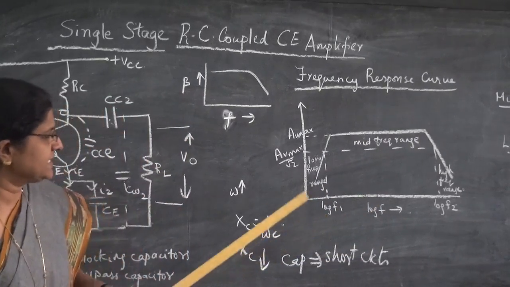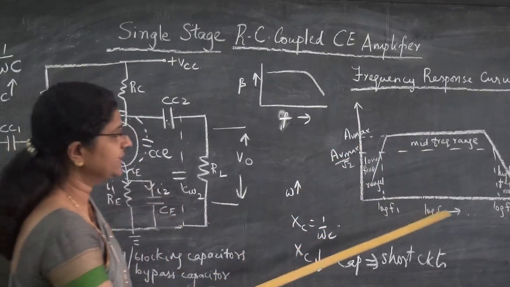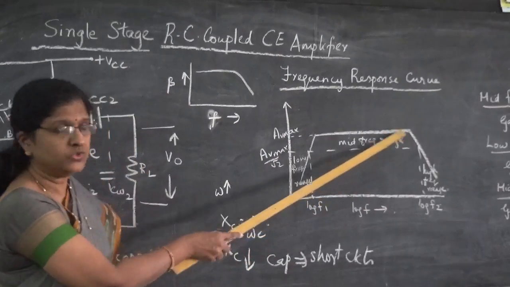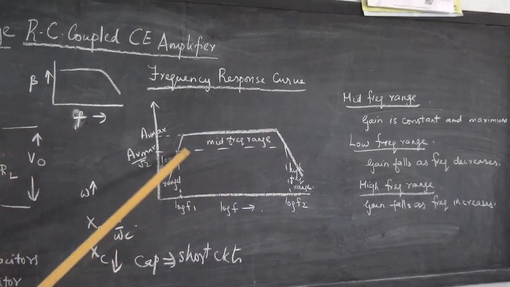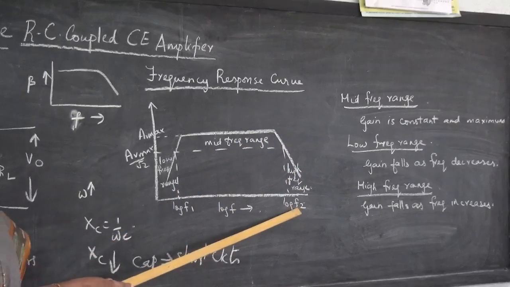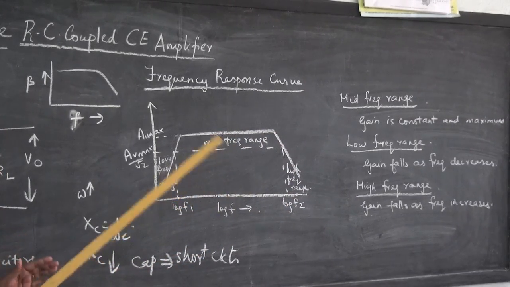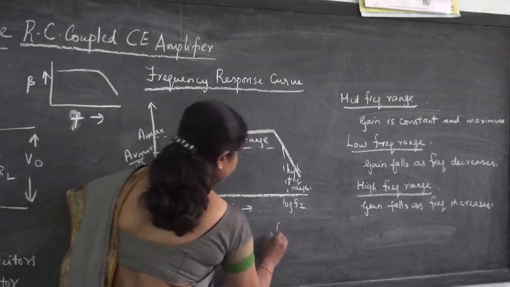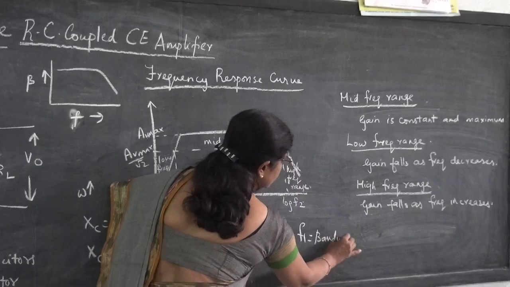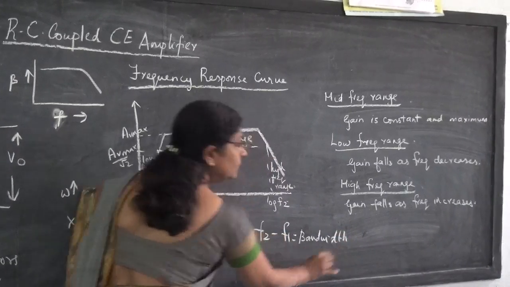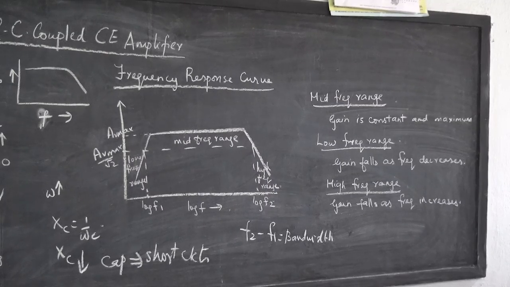So analyzing the frequency response curve of an RC coupled amplifier, the mid-frequency range is the most favorable because gain is constant and gain is maximum. You should not have very low frequencies or very high frequencies for an amplifier, and a good amplifier should have a large bandwidth. Bandwidth is given by F2 minus F1. That is called the bandwidth. A good amplifier will have a very large bandwidth. Such amplifiers are preferred. So this is the discussion about an RC coupled amplifier.